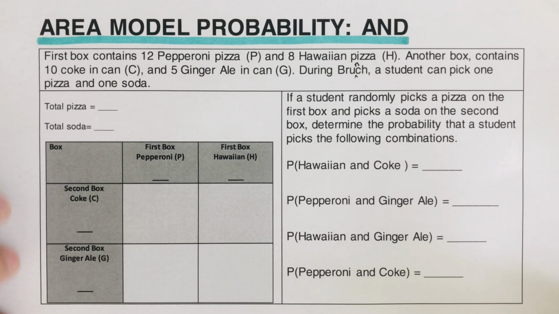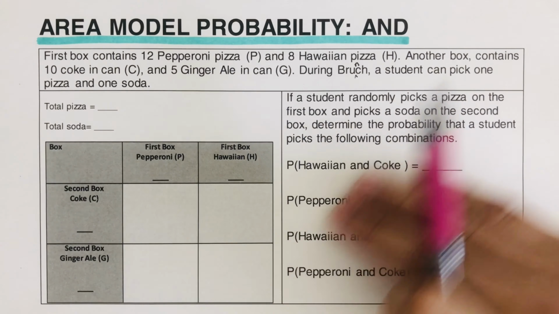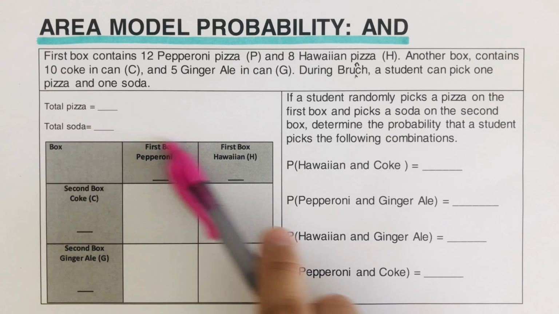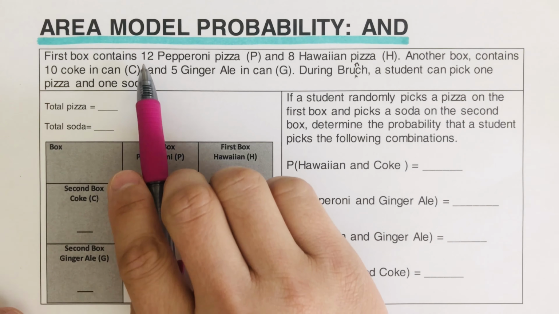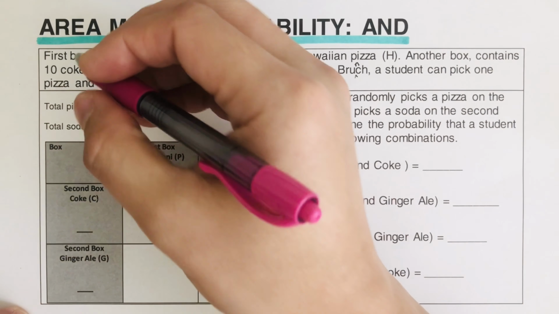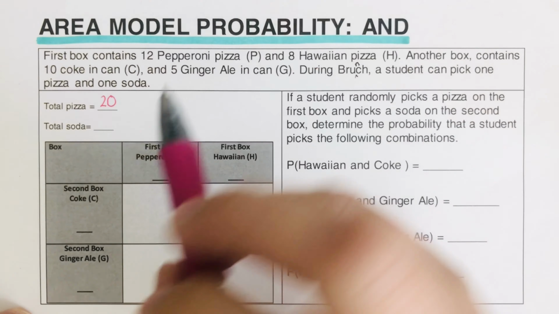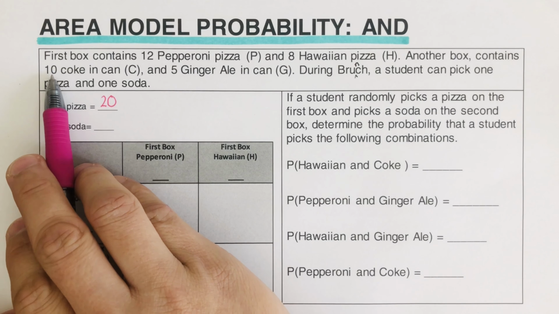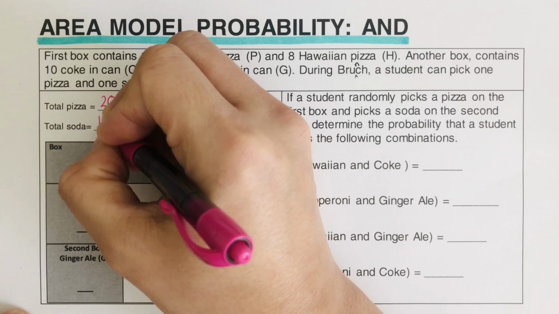In order to get the probability of these, we are going to fill this table in first. So we're going to count the total pizza that we have here. We have 12 and 8 would be 20. So this is 20 right here. And then the total soda that we have here, we got 10 and 5 is 15. So that's 15 total soda.